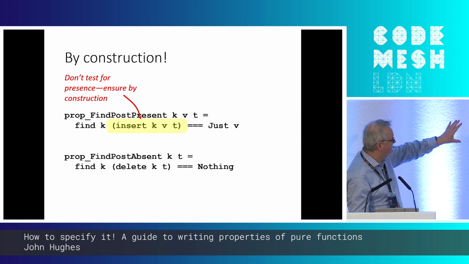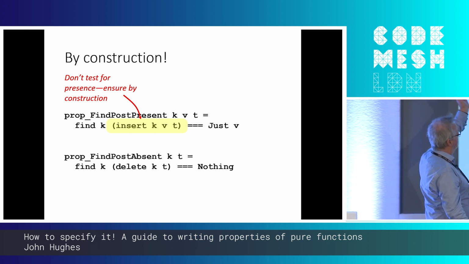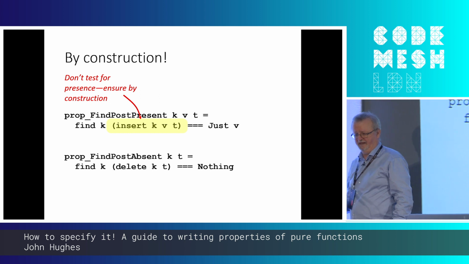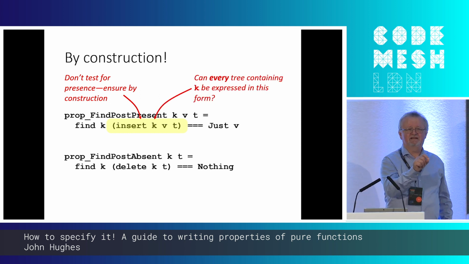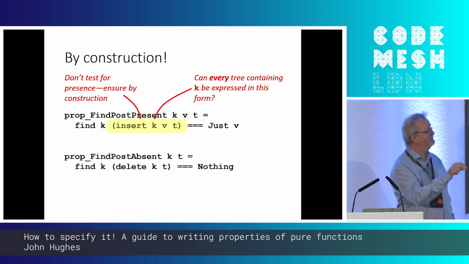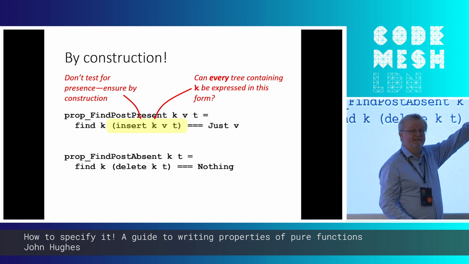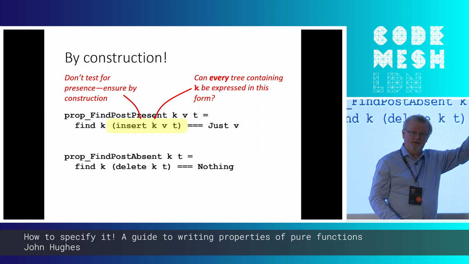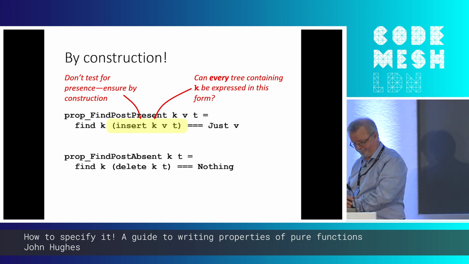There is something about this property that should make you a little bit uncomfortable. And the question is, this first property is supposed to cover every case in which the key is present in the tree. Can every tree containing k be expressed in the form insert k v t? It's not obvious. And if it's not true, then I might be testing find only in a subset of cases, and that could lead me to miss bugs.